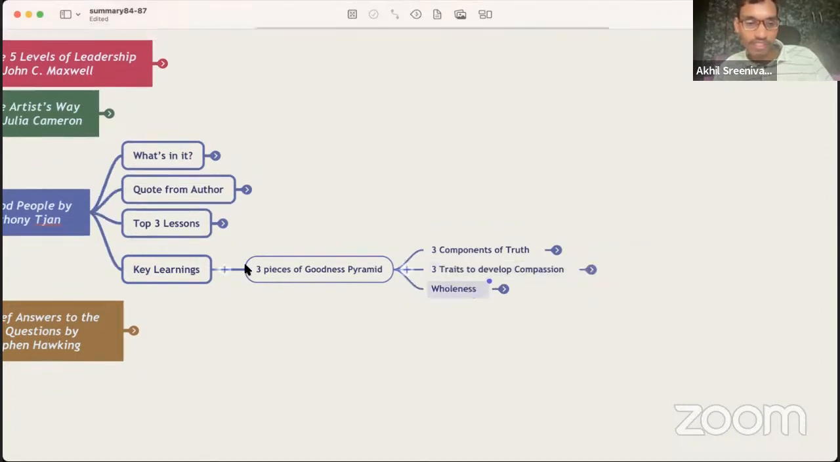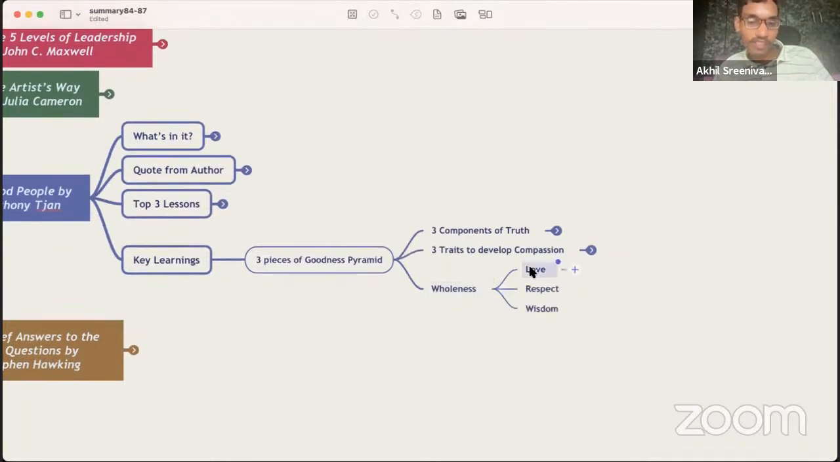And the third thing is wholeness. Wholeness is nothing but completeness. How do you develop wholeness? With the help of three things: love, respect, and wisdom. Love does not mean physical or anything like that. Love is nothing but caring for each other, and respect is nothing but valuing their opinions and behavior. Wisdom is nothing but what you learn from your technologies, whatever you learn from your specific field. So if you see, wisdom is at the top of the pyramid.